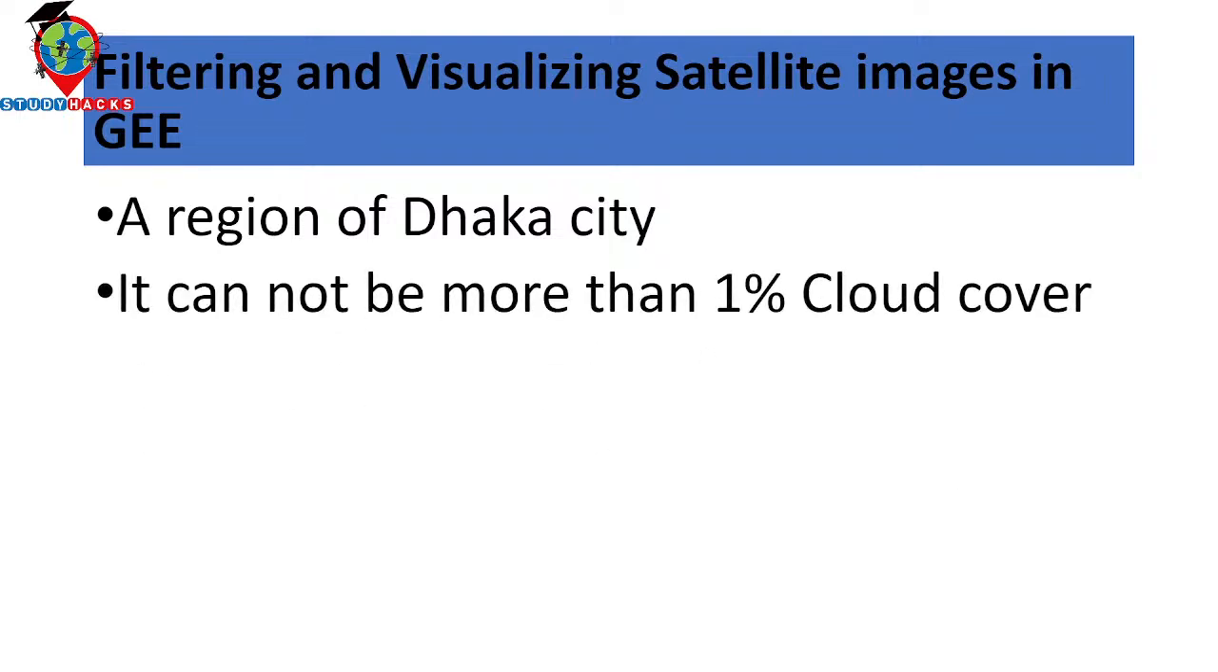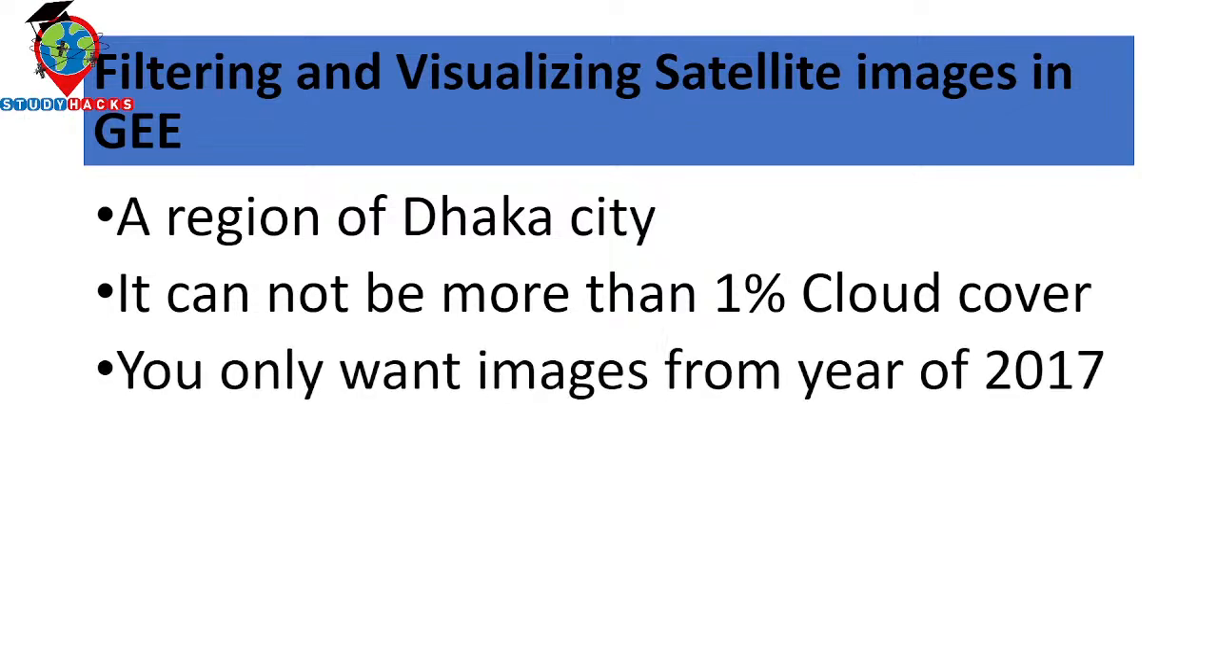The second factor is called image metadata. Suppose you need only images with not more than 1% cloud cover. This is filtering image properties for a specific property, for example cloud cover. You need only images with not more than 1% cloud cover. So this is the second factor for filtering. And the third factor is mainly the specific time period.